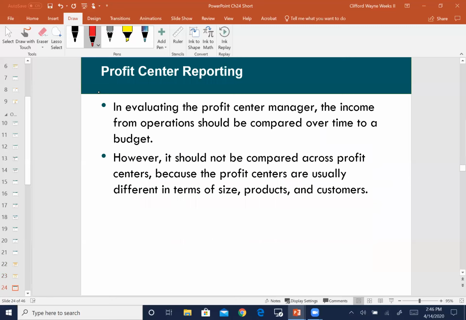In evaluating the profit center manager, the income from operations should be compared over time, not against other divisions, because the movie department has nothing to do with the entertainment parks. You don't want to compare apples and oranges. You want to compare apples with apples. So it should not be compared across profit centers, because the profit centers are usually different in terms of size, products, and customers.